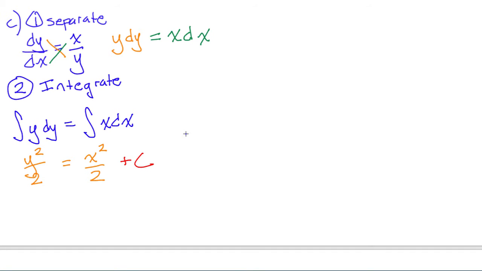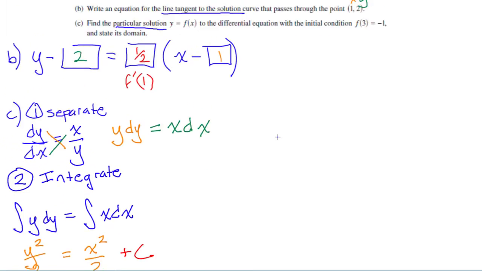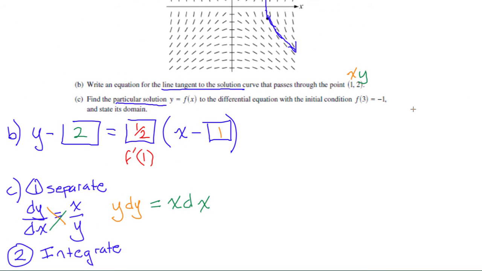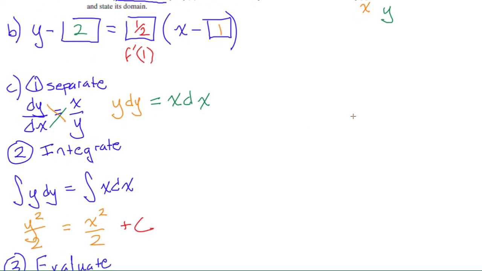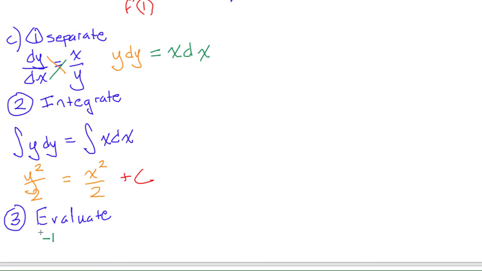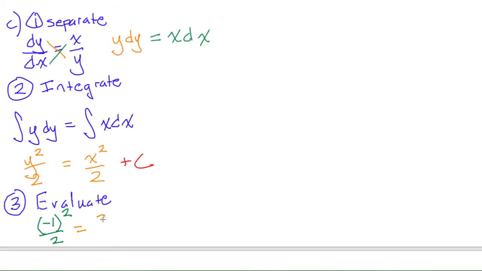All right, I'm on to step number 3, which is what, Arrow? Plug in and solve for c. There it is. So what numbers are we plugging in? Anyone? 3 and -1. Yeah, which one is which? What's x, what's y? 3 is x and -1 is y. All right. So that means I'm going to have -1 quantity squared over 2 is equal to 3 quantity squared over 2 plus c.